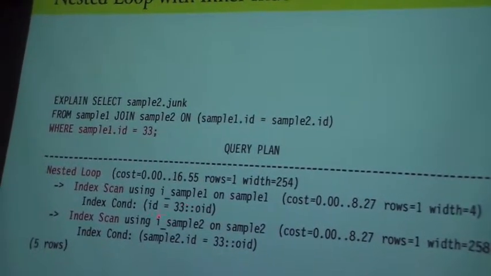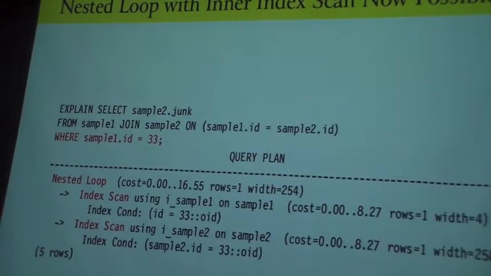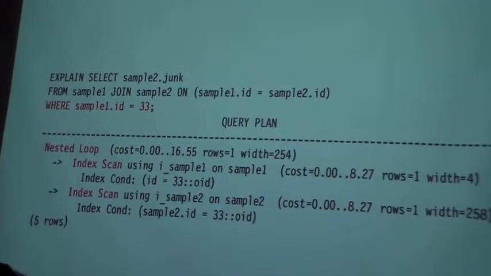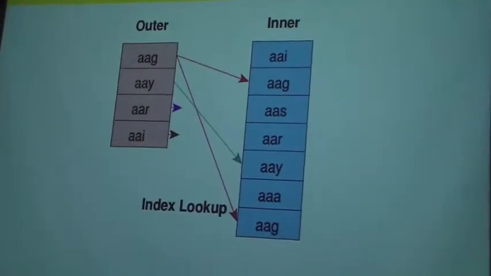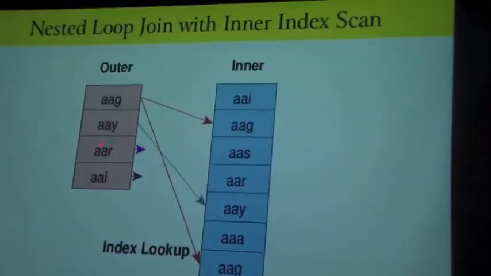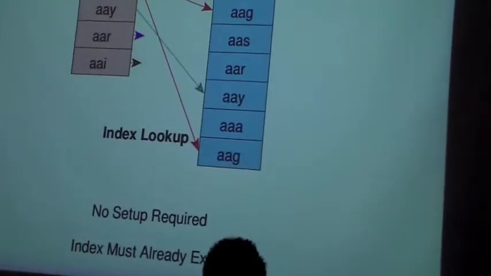So instead of having to compare every row to every other row, now I can zoom right into each table and say, just give me the 33s, I don't care about the other rows. And it looks exactly like this. It basically uses the index to find all the 33s here, and then it joins it using the index lookup to all the 33s on the other end.